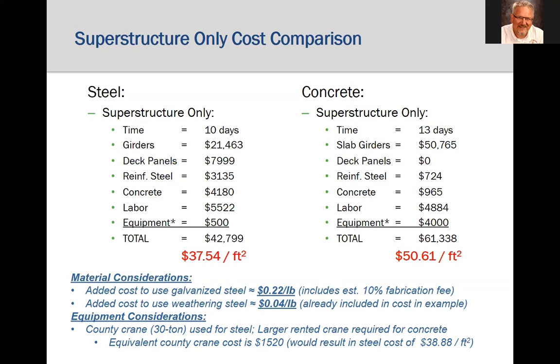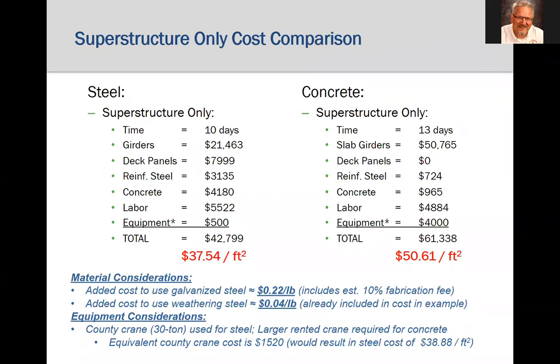We can see that the steel structure is made up of the girders, which are kind of expensive, the deck panels that are used for forming the deck for placing the wet concrete on top of, the reinforcing in the deck, the concrete for the deck and the abutments, the labor costs from the county crew that built it, and the equipment costs.